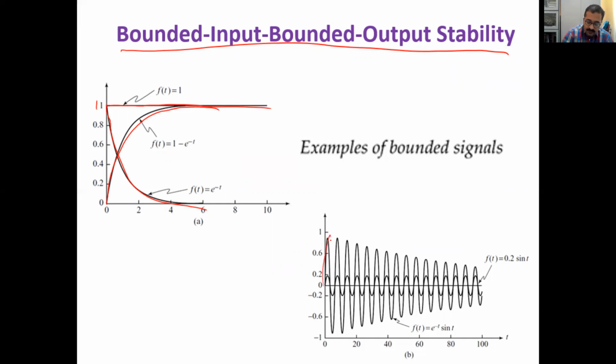Similarly, this damped sinusoid is also bounded. You can see its amplitude is finite. Similarly, this continuous oscillation is also bounded. So these are all bounded signals. Bounded signals are those limited in magnitude, which are clipped at a particular level from a magnitude point of view.